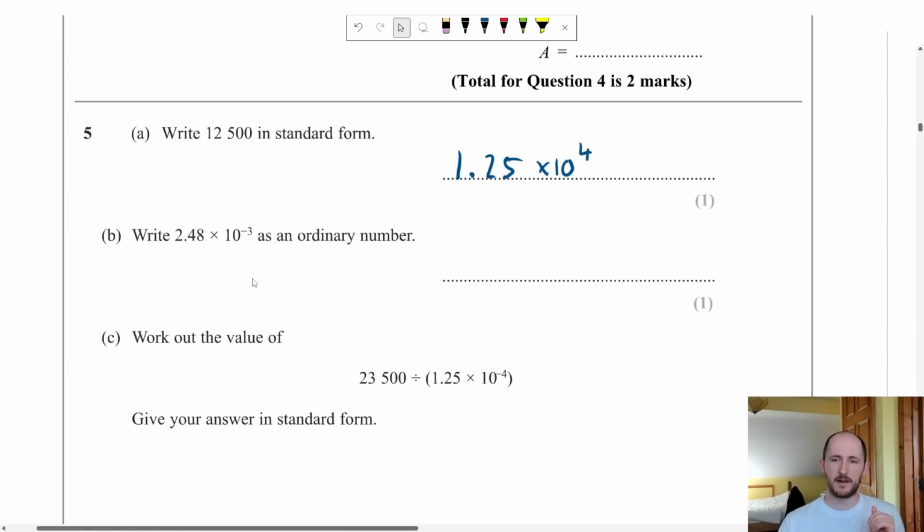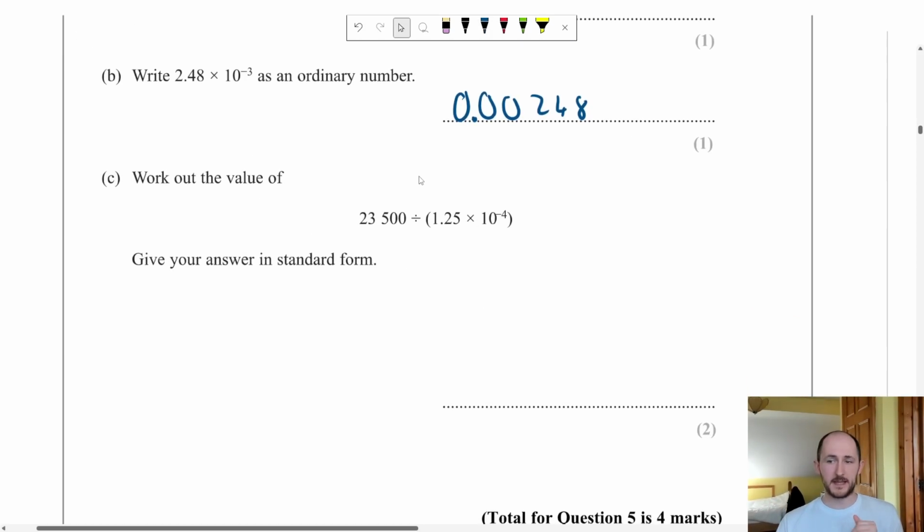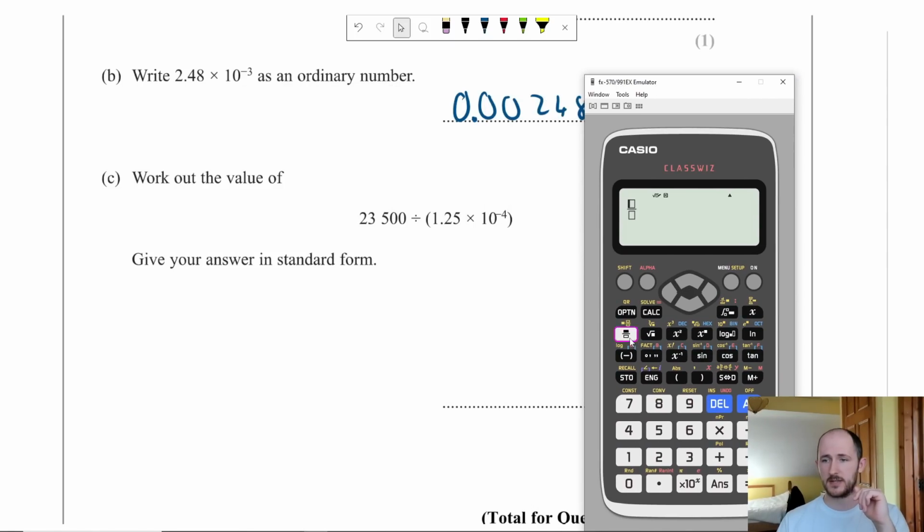Writing this as an ordinary number, there's a few different ways you can do that, but essentially this 10 to the minus 3 means there should be 3 zeros before the 2. So I'm going to put 3 zeros, 2, 4, 8. And then all you're going to do is, of course, you need to have a decimal point somewhere. I put the decimal point after the first 0. That's all I do. With this we can use a calculator, but judging by the wording of the question, it means my answer will not be in standard form. So let's just do this.